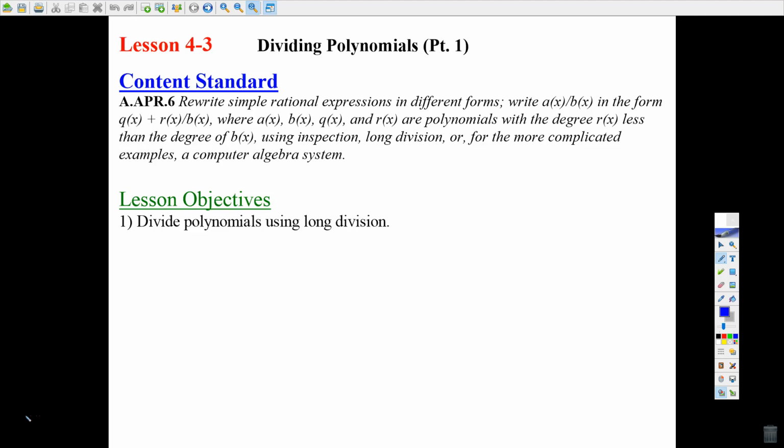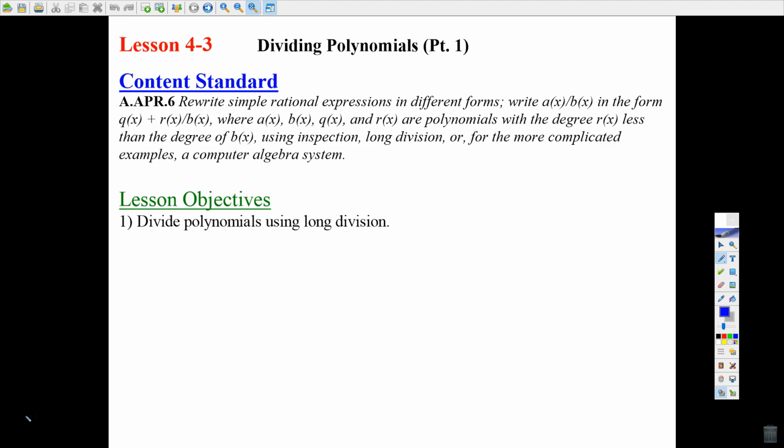Today we're going to start a new lesson, lesson 4.3 in your text, and we're actually going to break this up into 2 different days. The overall topic is dividing polynomials, but we're actually going to look at 2 different methods for dividing polynomials, and we're also going to be doing division with a monomial into a polynomial. So today the biggest part of this lesson is going to be on using long division to divide polynomials.